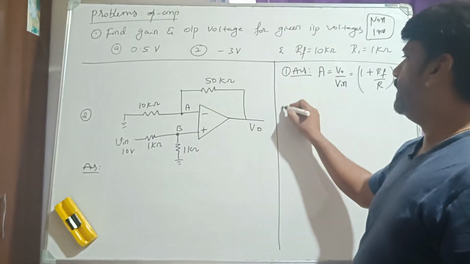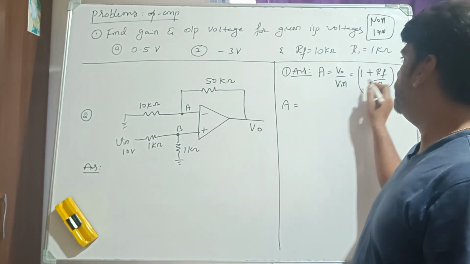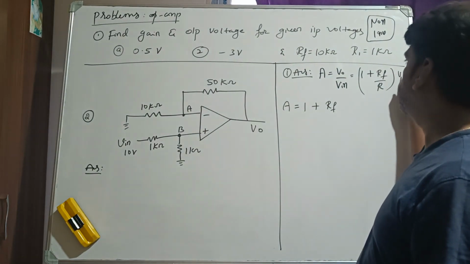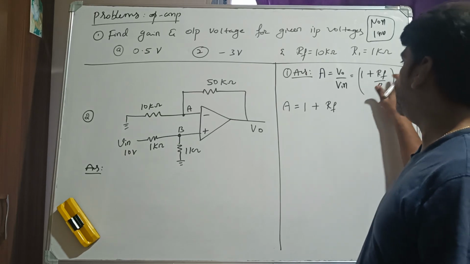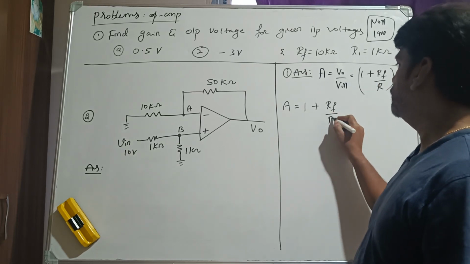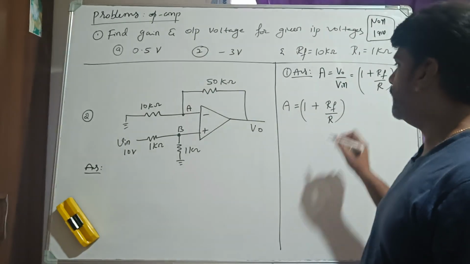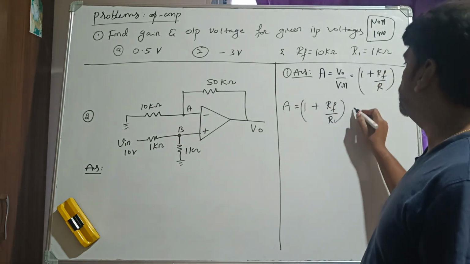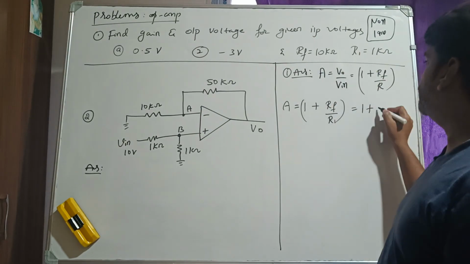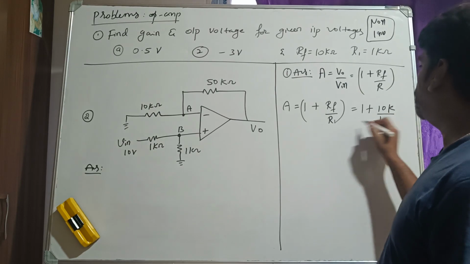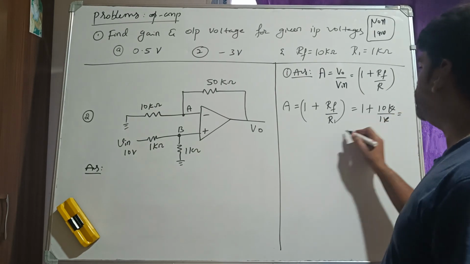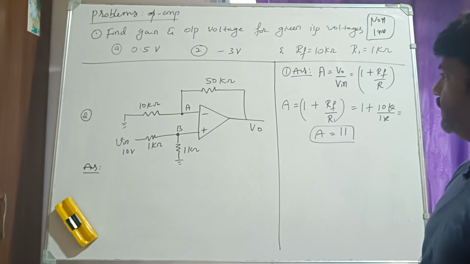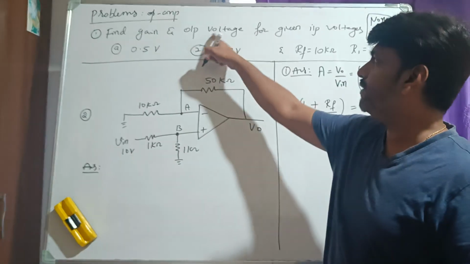Now here I want to calculate what is A. A is equal to 1 plus RF by R. What is RF and R which is given? In this case it is given: RF value is 10k and R1 is 1k. The k will get cancelled. 10 plus 1 is 11. So what is the value of A? It is 11, right? And also you should find what is the output voltage.